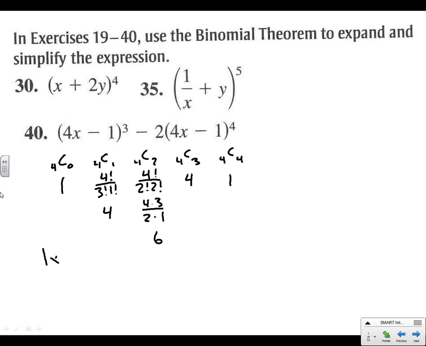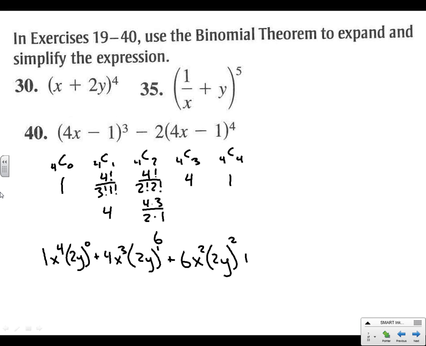And so let's do our coefficients. 1, x to the 4th, 2y to the 0, plus 4, x to the 3rd, 2y to the 1st, plus 6, x to the 2nd, 2y to the 2nd, plus 4, x to the 1st, 2y to the 3rd, sorry, wrong direction, counting up here, plus 1, x to the 0, 2y to the 4th. All right, let's simplify here.